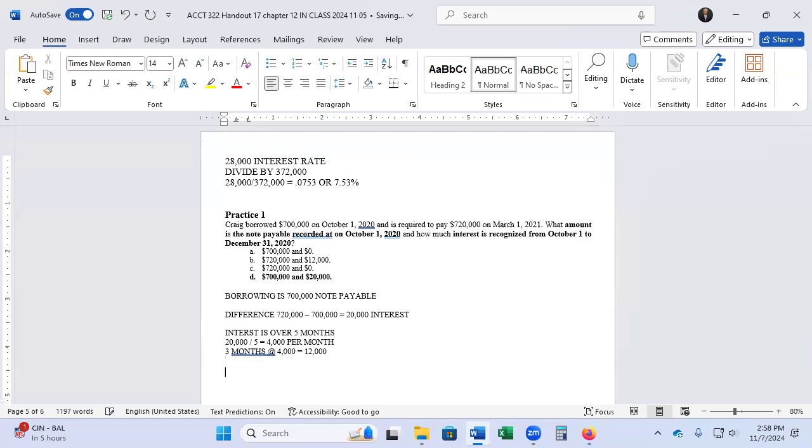Now a little note here. If the instruction said zero interest note, then the note payable would be recorded at 720,000.